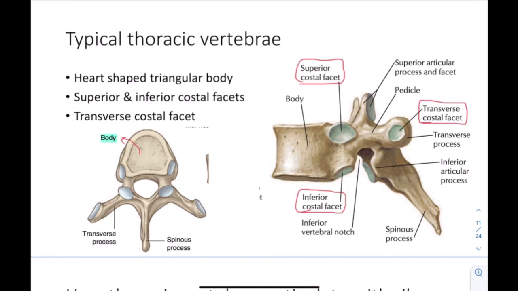Okay, so let's talk about a typical thoracic vertebra. It has a heart-shaped body, which you can also call a triangular body. It has superior and inferior costal facets. This is the superior costal facet, this is the inferior costal facet, and this is the transverse costal facet. These are the areas where the ribs articulate. So for example, if this was T5, rib 5 would articulate over here, and then anteriorly with the sternum.